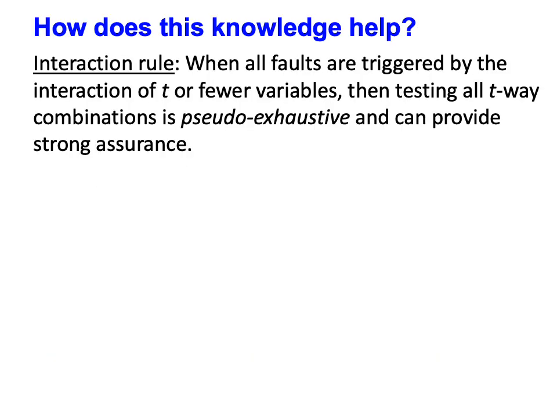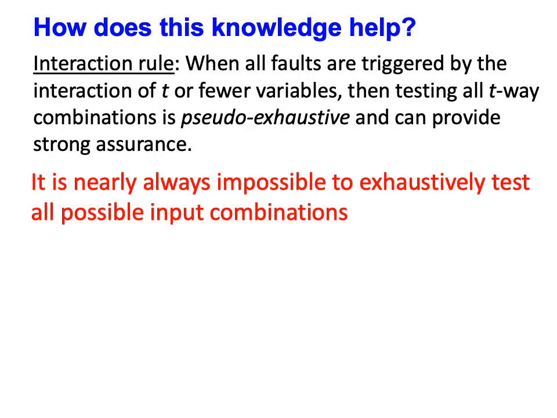How does this help? Well, we can put the empirical data together into what we refer to as the interaction rule. What this says is that all faults that we've seen, at least, are triggered by a small number of variables interacting. So by testing all T-way combinations, all 2, 3, 4, 5, 6-way combinations, we can do testing that is in some sense pseudo-exhaustive and therefore can provide very strong assurance.